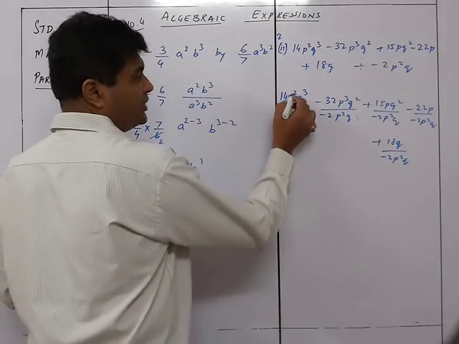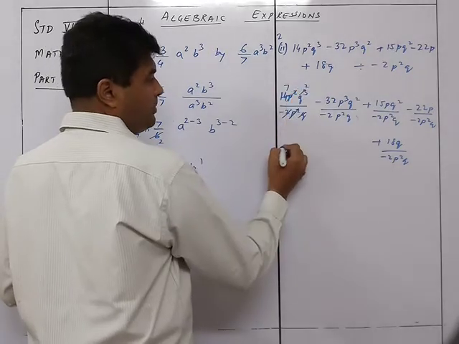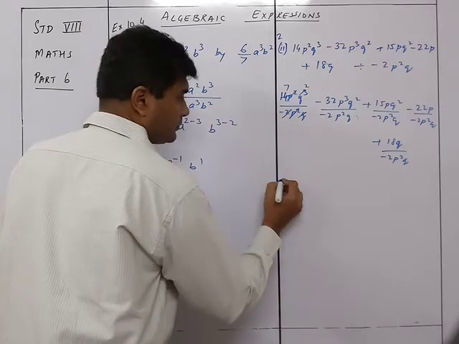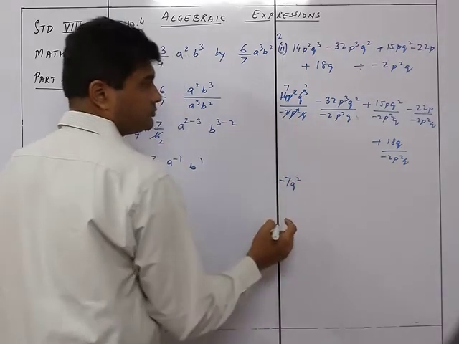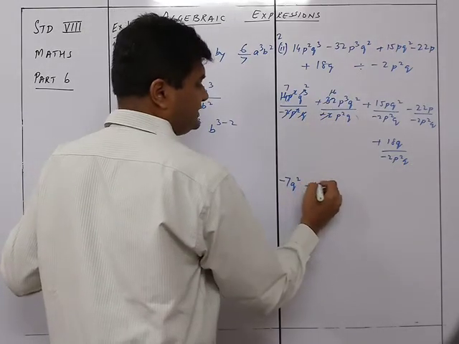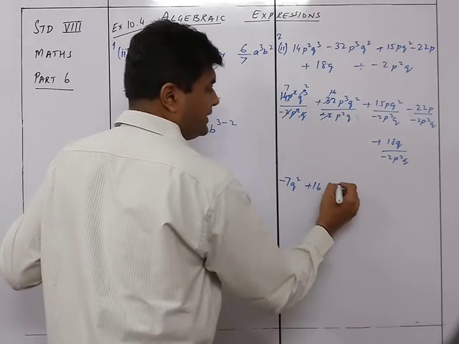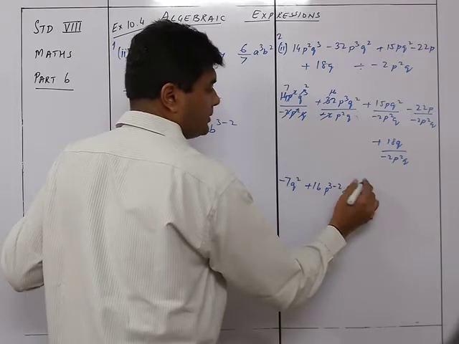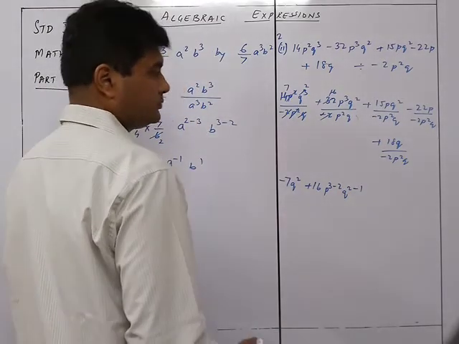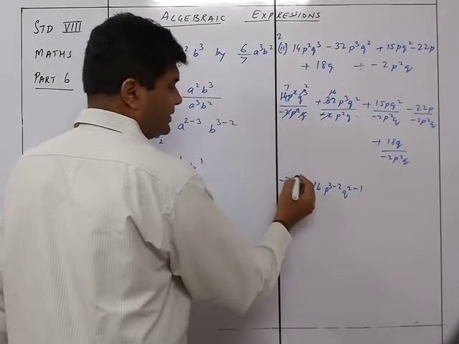So here on cancellation p square gets cancelled. This will give you 7 and q will give you 2, so it will be minus 7q square. This minus gets cancelled and you get 16, so it will be plus 16 and this will give you p to the power 3 minus 2, q to the power 2 minus 1. Or we can write over here 3 minus 1.